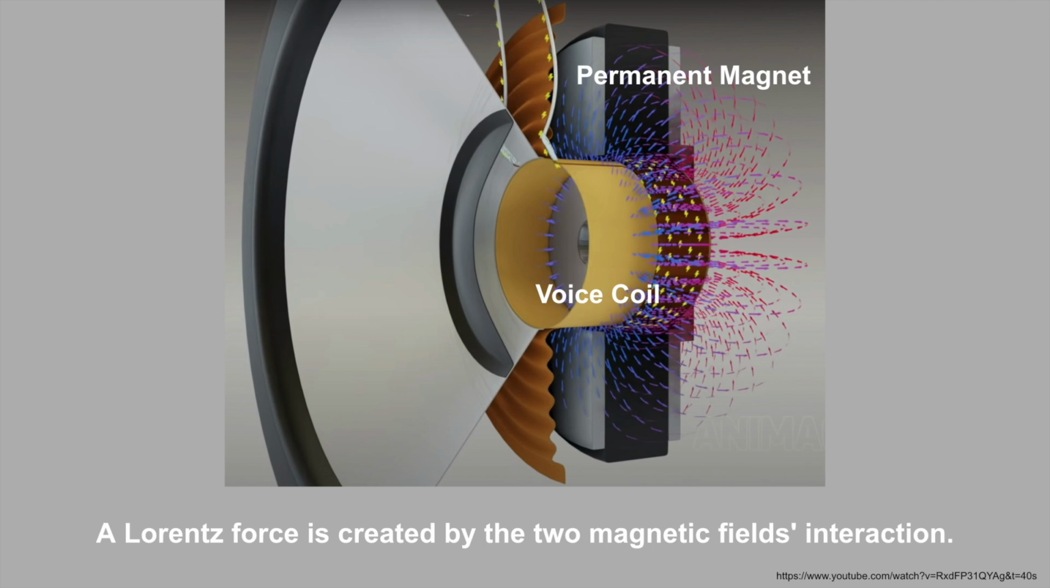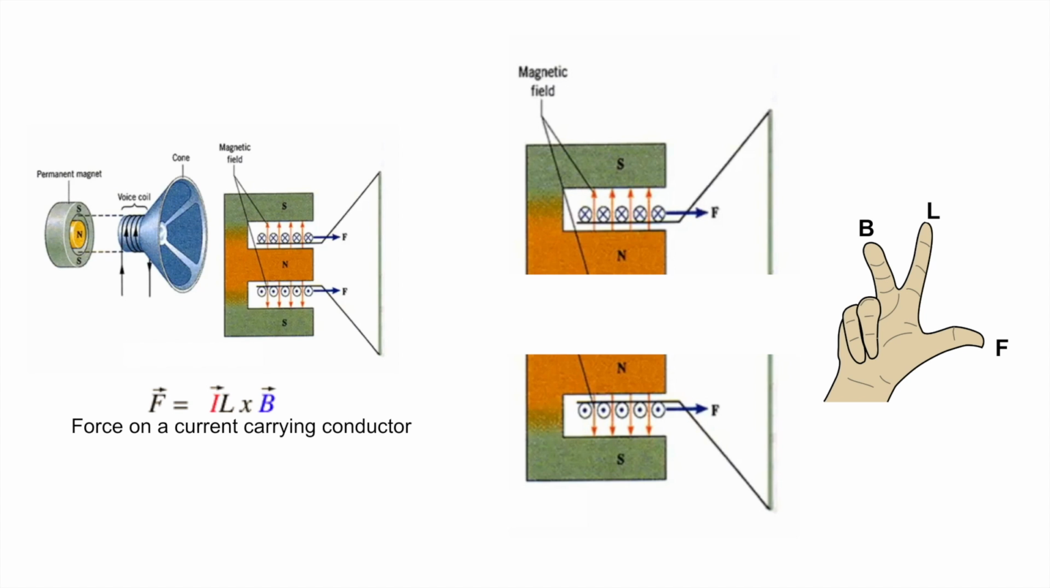The voice coil is surrounded by a permanent magnet, and the voice coil rests in that space. The magnetic fields of the voice coil and the permanent magnet interact when a current is applied through the coil, creating a Lorentz force. The force acting on the current element is displayed on the screen, and the right-hand rule can be used to identify the force's direction.